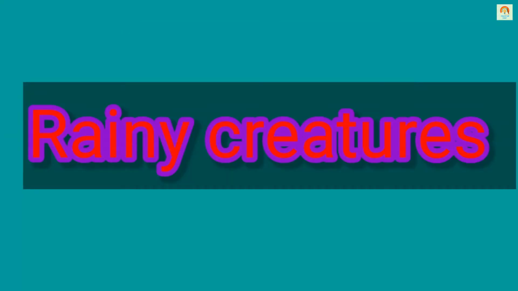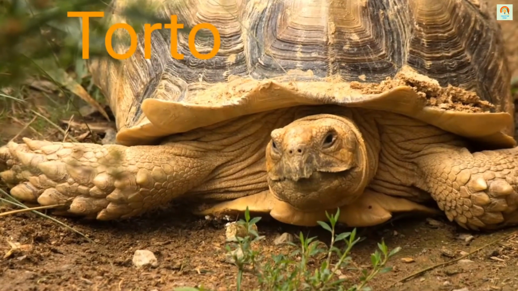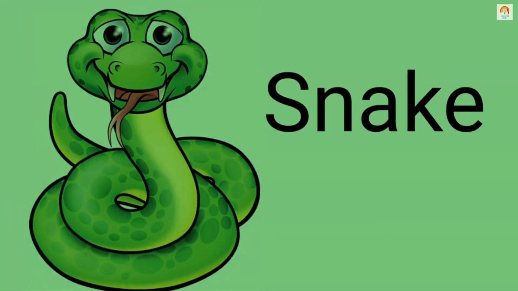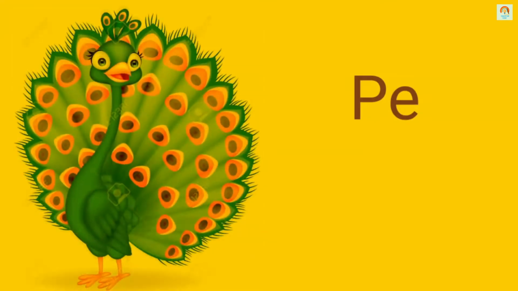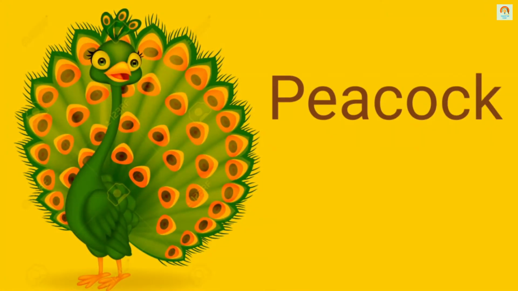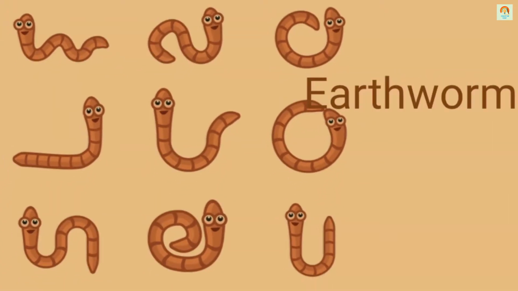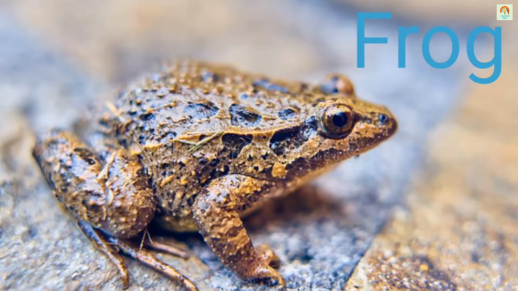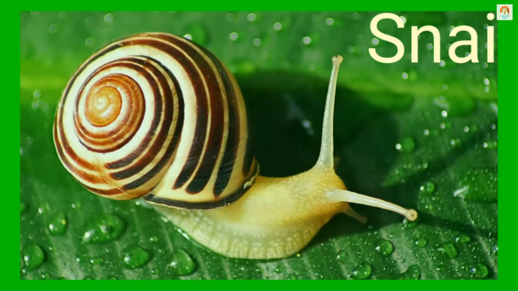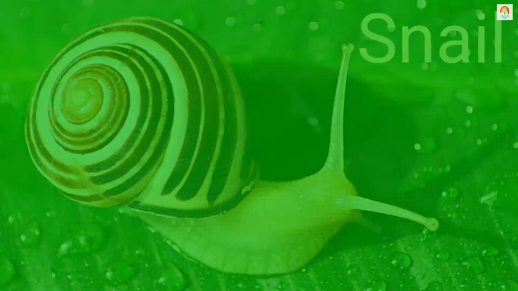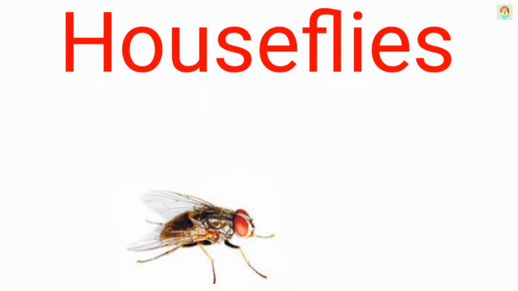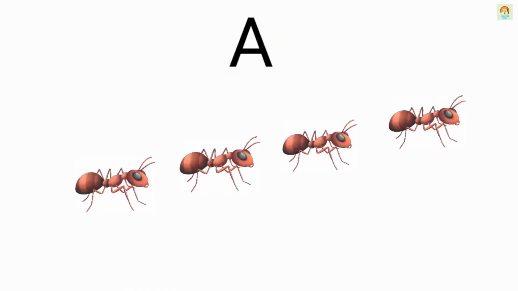Rainy creatures: tortoise, snake, peacock, earthworm, frog, snail, mosquitoes, houseflies, ants.